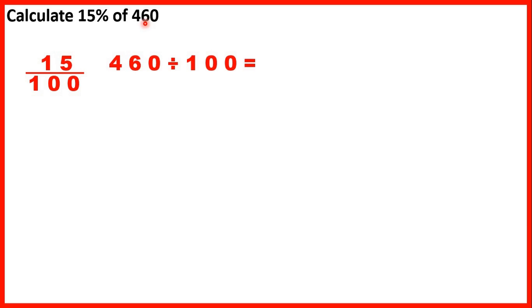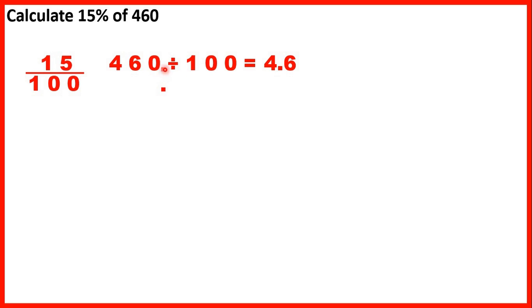Calculate 15% of 460. So remember, a percentage is a fraction with a denominator of 100. And to find a fraction of a number, we can first divide by the denominator and then multiply by the numerator. So we can work out 460 divided by 100 and then multiply our answer by 15. So 460 divided by 100 is 4.6.